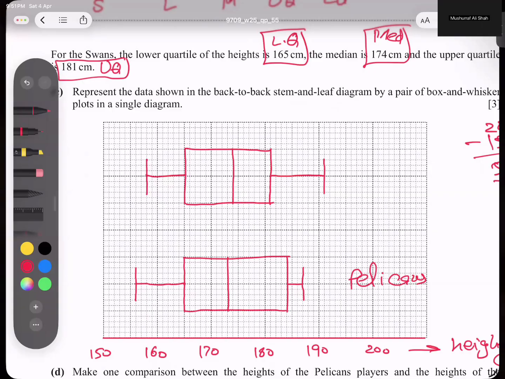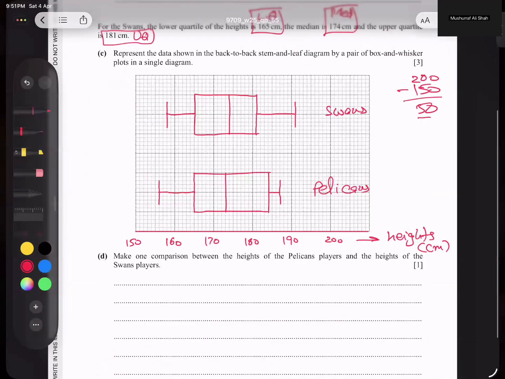And what is it asking further? Make one comparison between heights. Students, remember we have done in our normal lectures that whenever the interquartile range is smaller, it is more consistent, and when the interquartile range is bigger, it is less consistent. So the interquartile range helps us decide the consistency. He said make one comparison between the heights of the pelicans and swans, and this tells us very clearly that swans are taller. We can say here swans are taller in height.